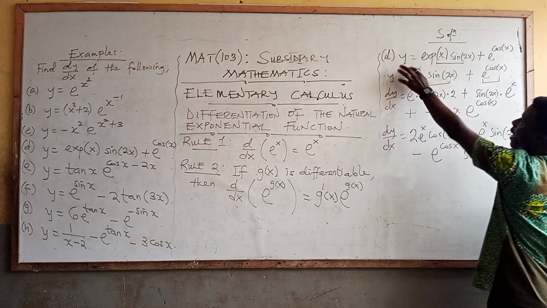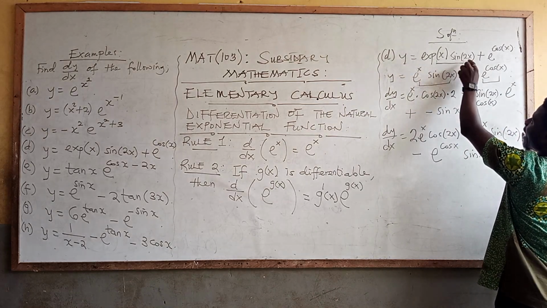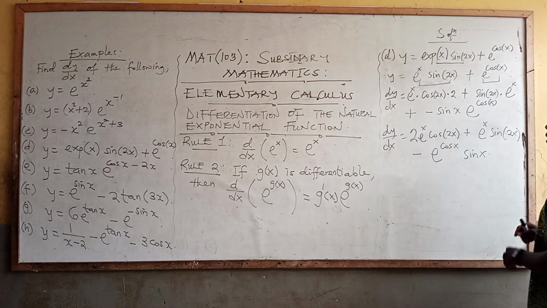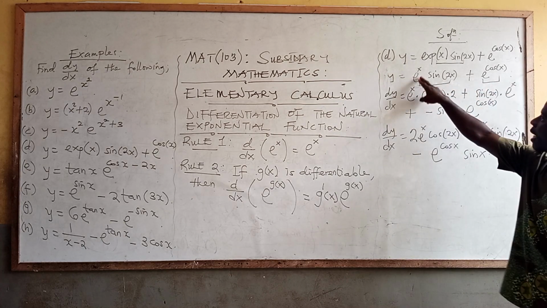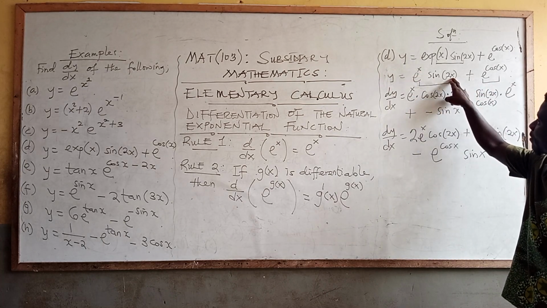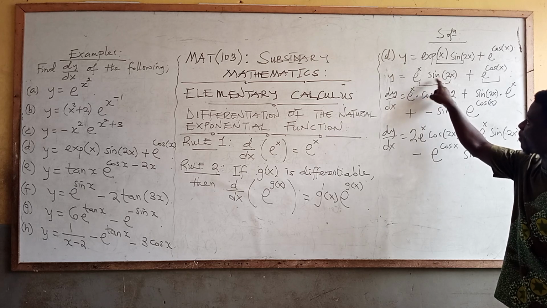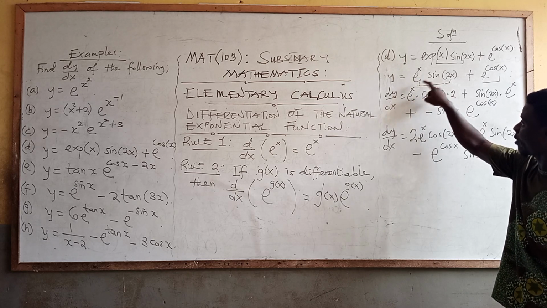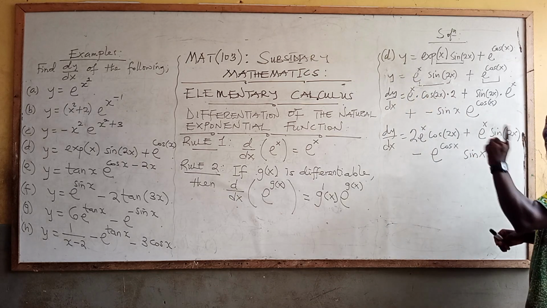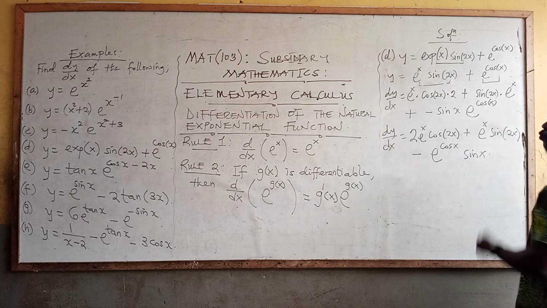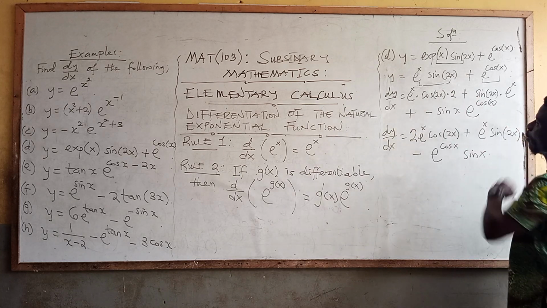I said you have y equals e to the x sine 2x plus e to the cos x. It can be written as that. You can see that we have x turning here, x turning here. So you can multiply, right? And they are multiplying, sorry. They are multiplying. So you can apply our product rule, right? You can apply a product rule.